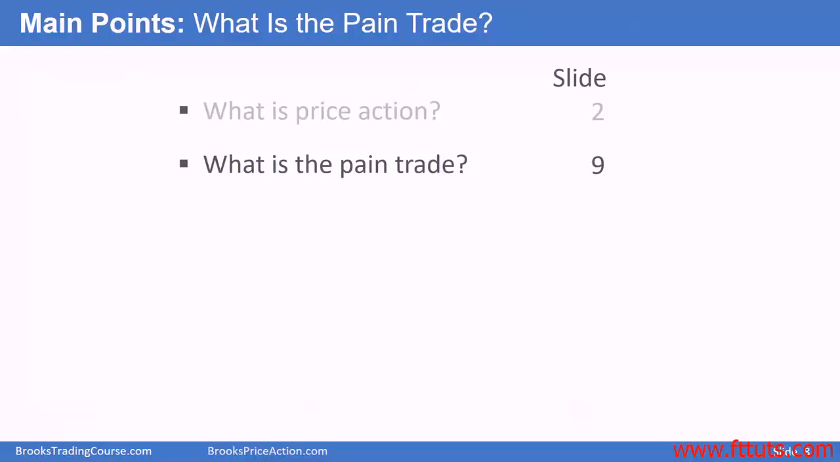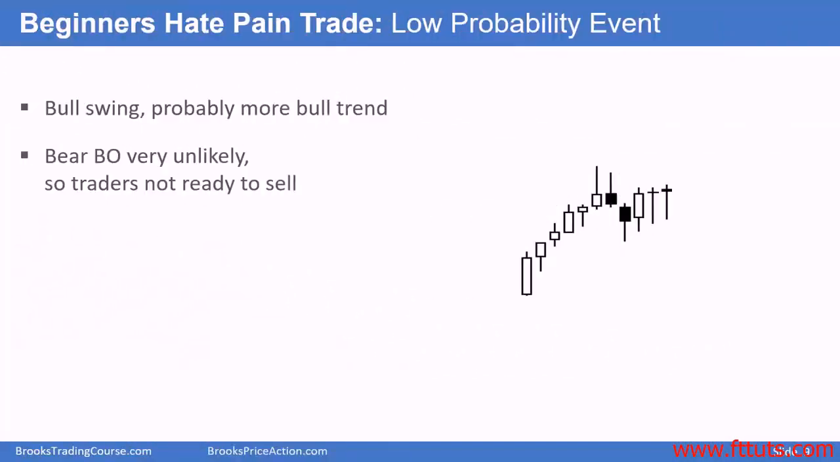Sometimes you'll hear traders on television talk about the pain trade. Beginners hate the pain trade. The pain trade is simply a low probability event. When traders see a bull swing like this, a series of bull bars, 6 consecutive bull bars, they assume this is a bull flag and that we're going to continue higher. The probability is that we're either going to go sideways or more up. The probability is that we're not going to go down, at least not anytime soon.